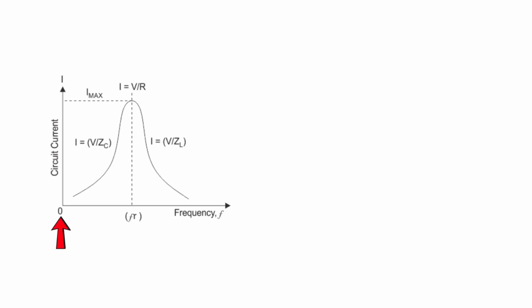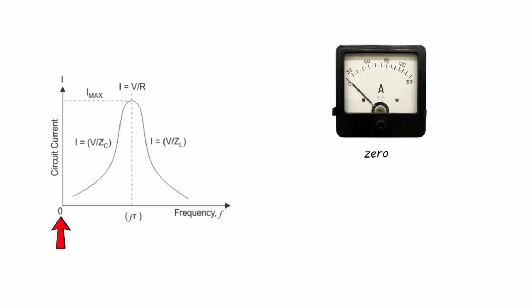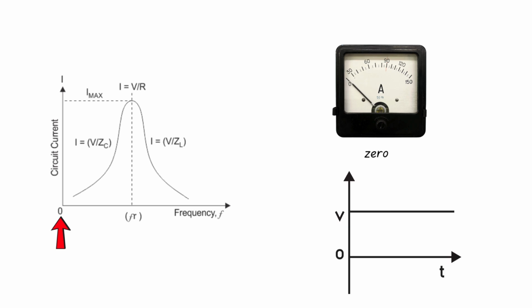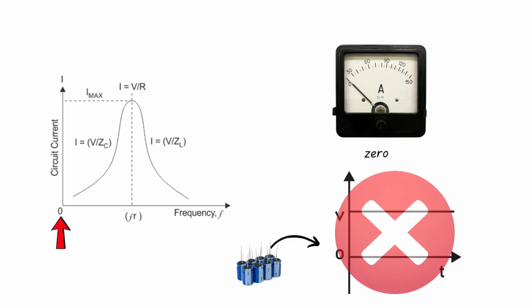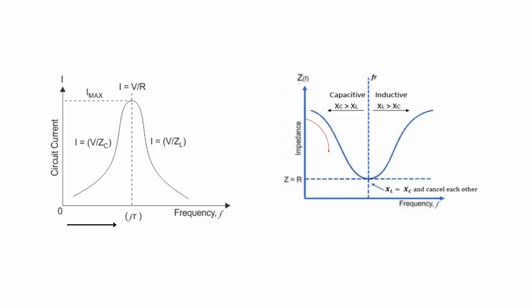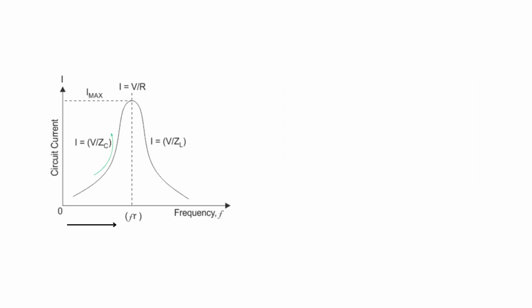When frequency is zero, no current flows. This makes sense because at zero frequency, the voltage is not oscillating, meaning that the supply is actually DC, and as we know, capacitors block direct current. As the frequency increases, capacitive reactance decreases, while inductive reactance increases, meaning that the net impedance decreases until it reaches a minimum at resonance. This means current increases and reaches its maximum at resonance.